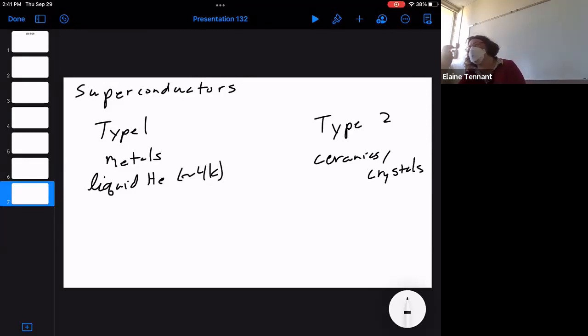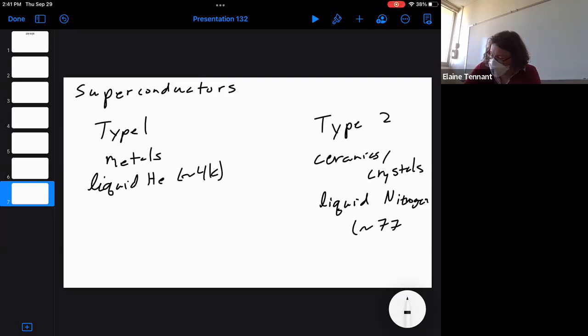Sometimes people call them new because they were discovered in the 80s versus the mid 1900s, the 1950s, I guess. For these, you only need liquid nitrogen to cool down, and that's around 77K. They call these room temperature superconductors occasionally. 77K is nowhere near room temperature, just so you know.